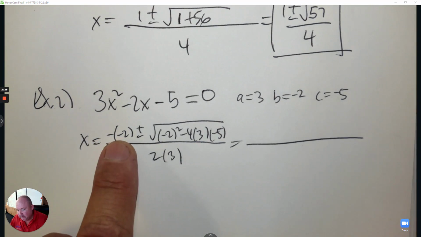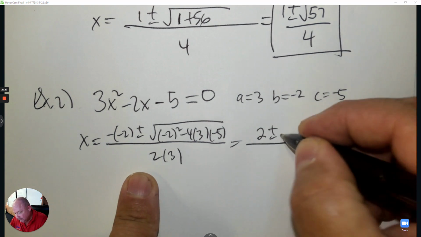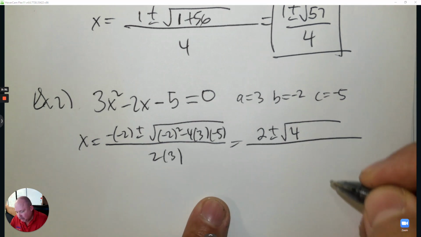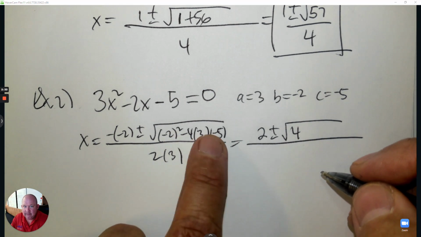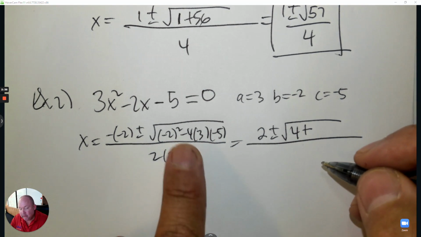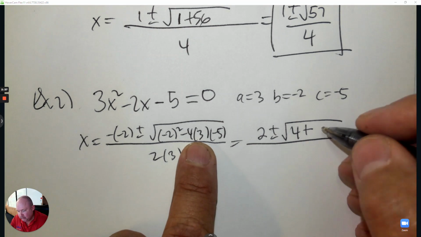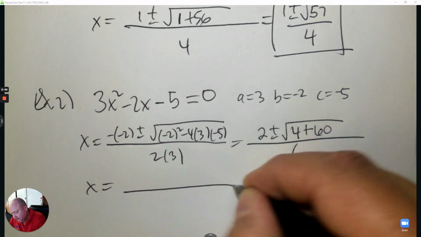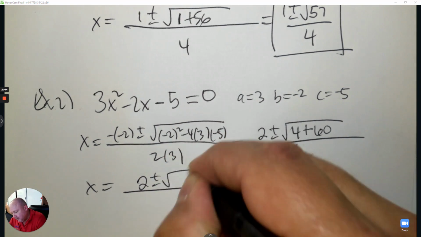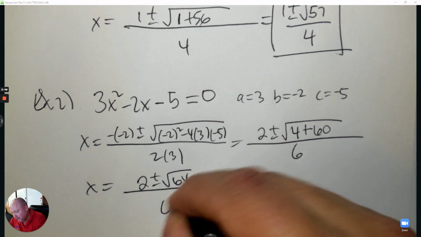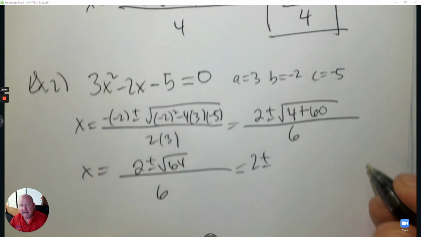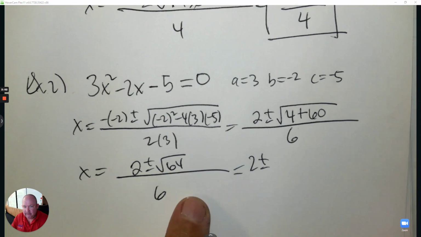Now, a negative times a negative is positive 2. Negative 2 squared is positive 4. And then a negative times a negative is going to be plus. So 4 times 3 is 12, and 12 times 5 is 60. Sixty plus 4 is 64. And then what number times itself is 64?